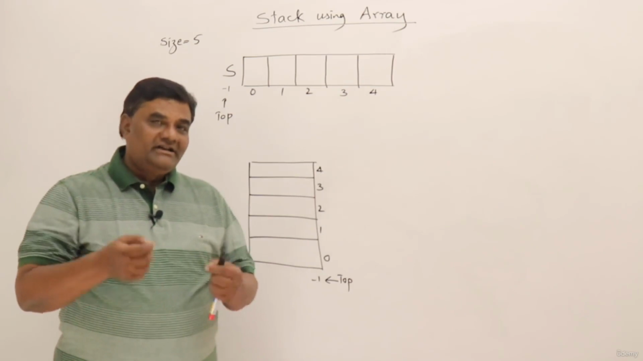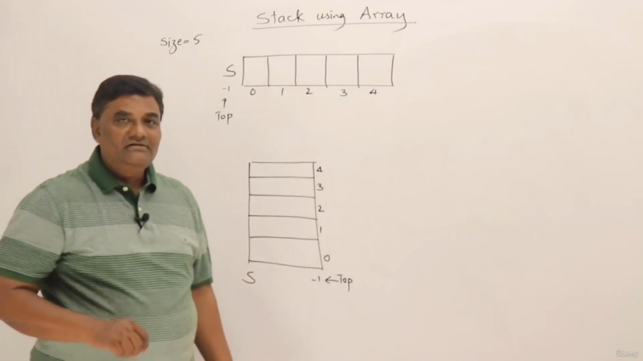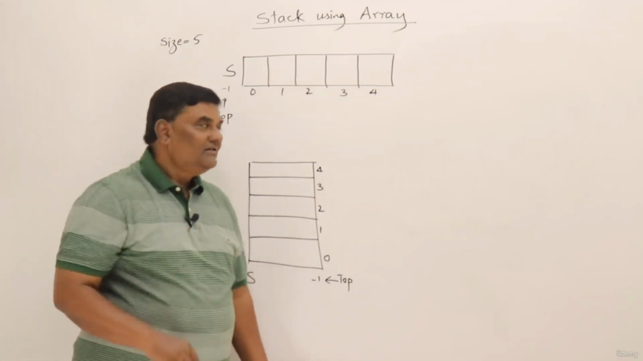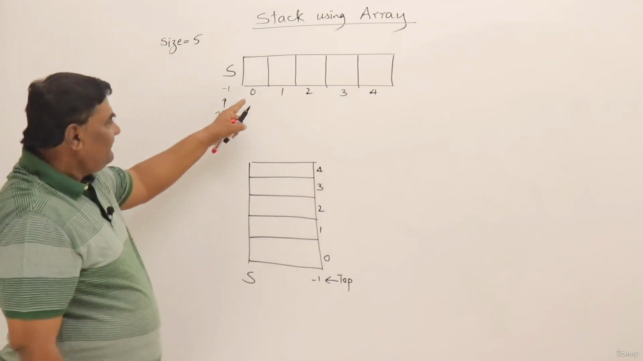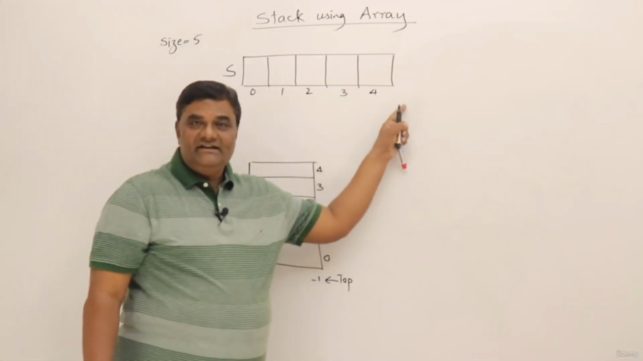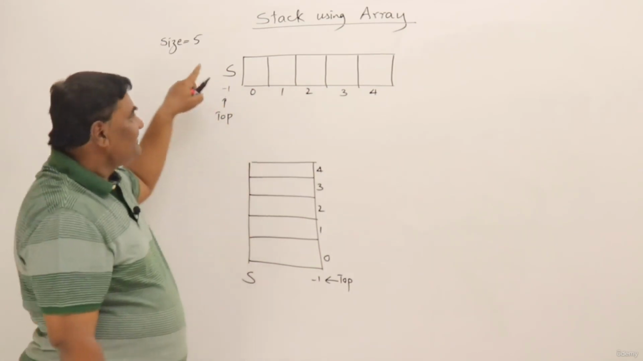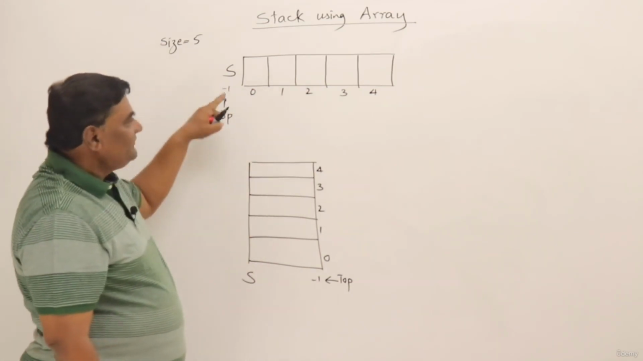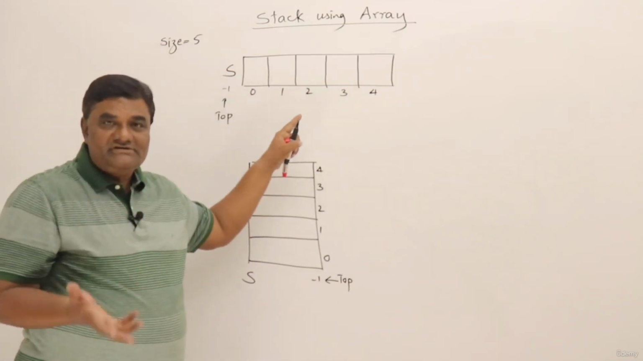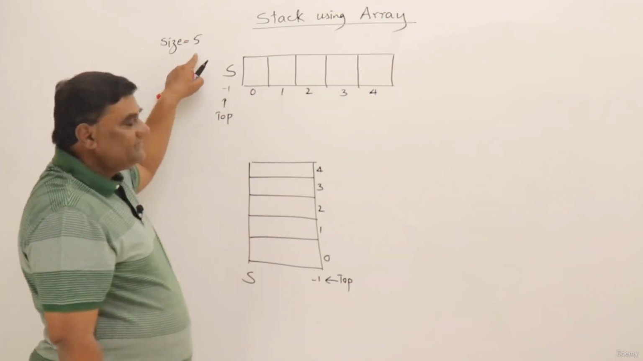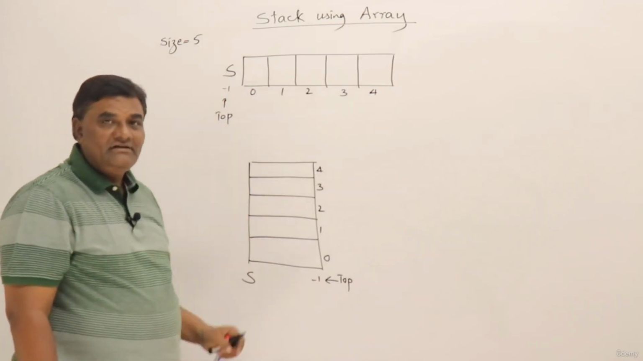So for implementing a stack, what are the things required when you are using an array? Look at this. I need a fixed size array. So I have taken an array of size 5 here. So this is the size of an array. So we need a fixed size array, and also we should know what is the size of that array. So I have one variable in which we can store size of an array.